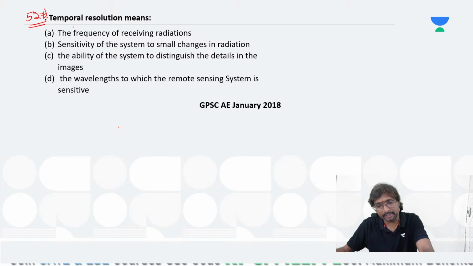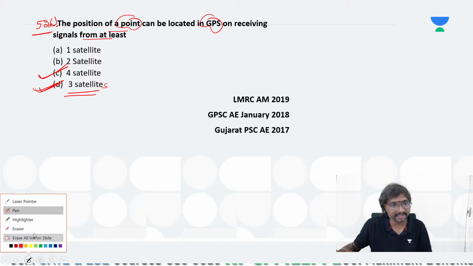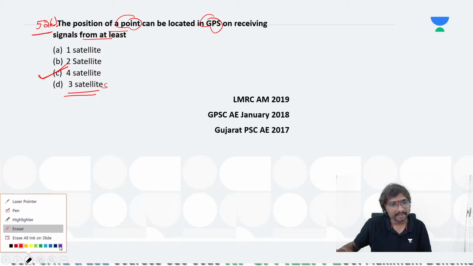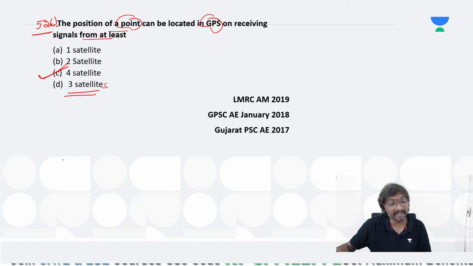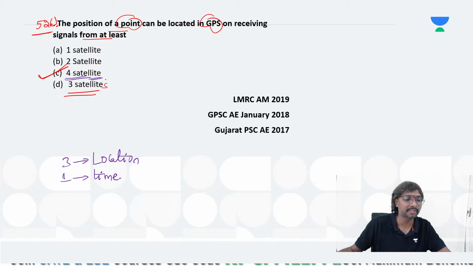Here, 3 or 4, which one is correct? It is 4, right? 3 for location, at which location it is, and 1 for time. Total 4 are required, right? 3 for position and 1 for time, you can say. You have to be careful.